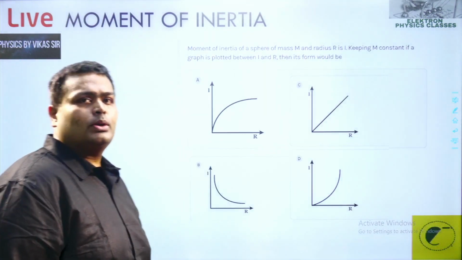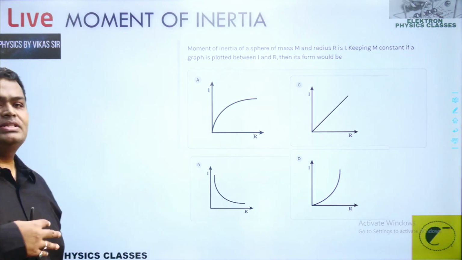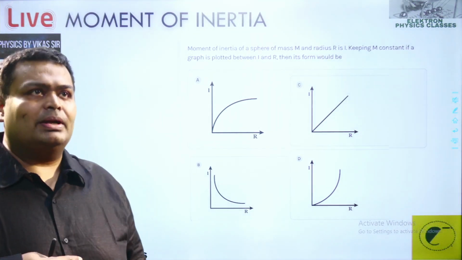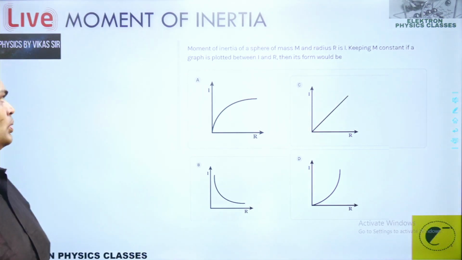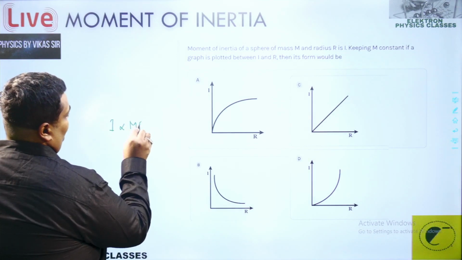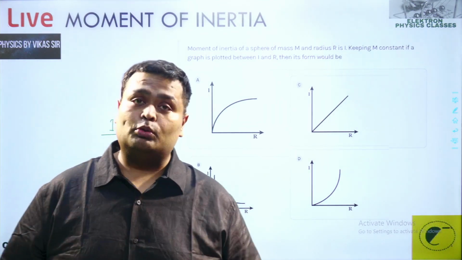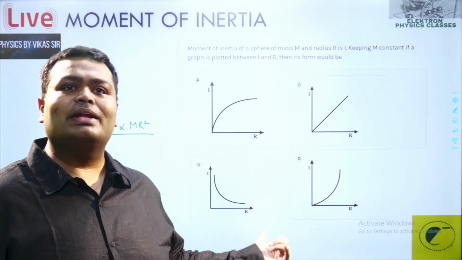Graphical question. What's the question like? It says the moment of inertia of a sphere of mass m and radius R is I, keeping m constant, if a graph is plotted between I and R. I don't know what the moment of inertia of the sphere is exactly, but I know the format: the moment of inertia is proportional to mR square. It can be 2mR square, 3mR square, 1 by 2 mR square. Some factor can be there as we've been calculating.